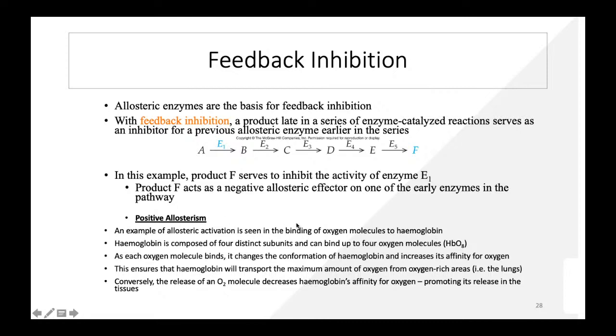For example, activation is seen in the binding of oxygen molecules to hemoglobin. Hemoglobin is composed of four distinct subunits and can bind up to four oxygen molecules, HbO8. As each oxygen molecule binds, it changes the conformation of the hemoglobin and increases its affinity for oxygen. This ensures that hemoglobin will transport the maximum amount of oxygen from oxygen-rich areas. Conversely, the release of an oxygen molecule decreases the hemoglobin's affinity for oxygen, promoting its release in the tissue.